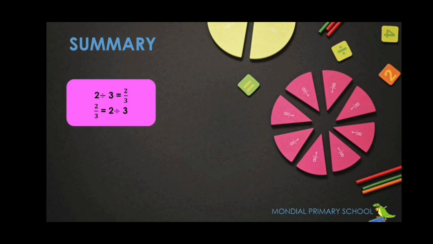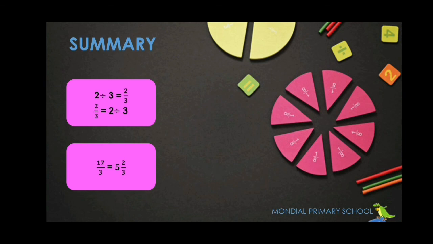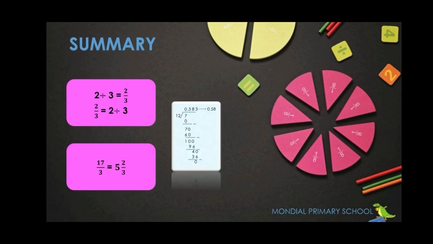Well, this is the summary of this lesson. 2 divided by 3 is the same as 2 out of 3. 2 divided by 3 can be written as 2 out of 3. Remember to write the fraction in its simplest form. Besides, we can use long division to express a proper fraction as a decimal.